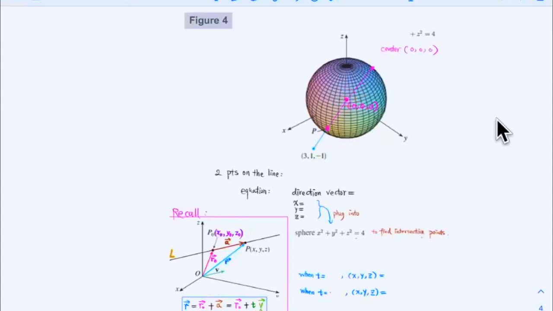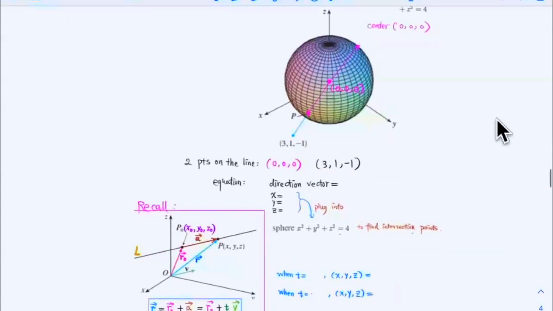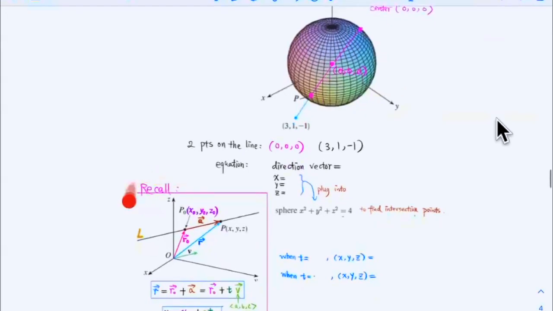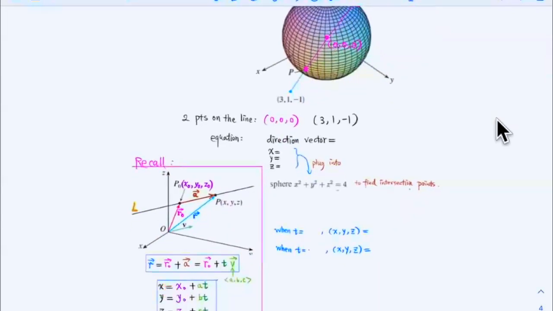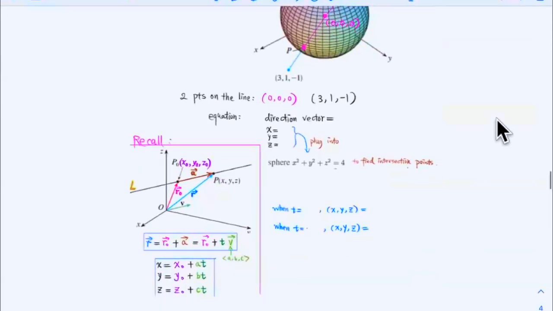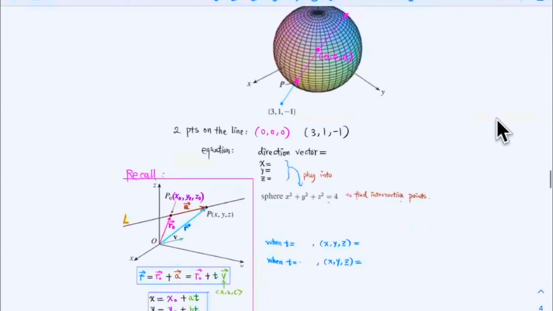Okay. So once you have the 2 points, if you have 2 points on the line, can we write the equation of the line over here? What will be the equation for this line? They're passing the center and go through this point. And actually, I put down the review for the equation for line right here, right? X is equal to x naught plus at, y is y naught plus bt, z is z naught plus ct. a, b, c, those are the components for the direction vector, right?